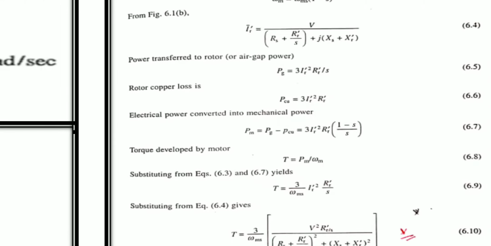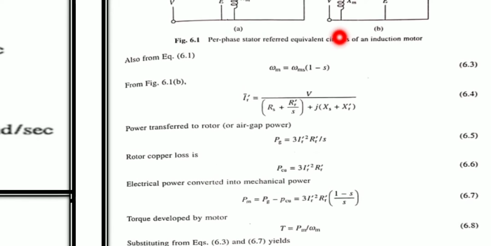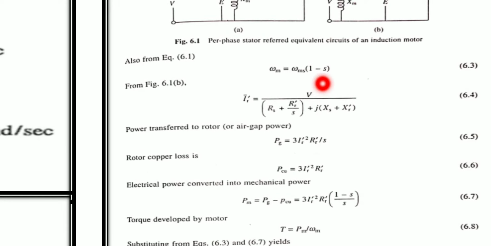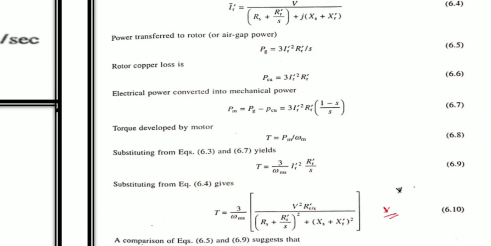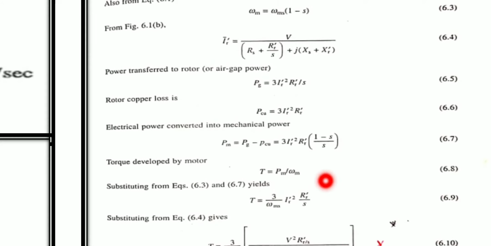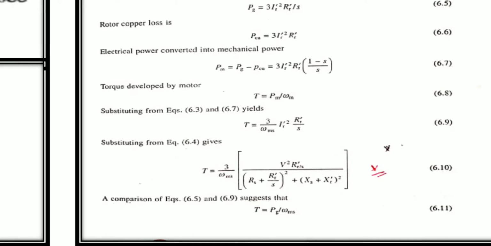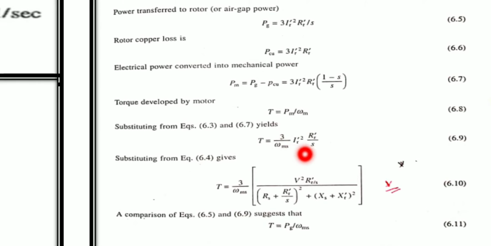What is the formula for omega m? Omega m is equal to omega ms into the bracket of (1 minus S) itself. After substituting over there and simplifying, you will get the equation like this. Torque is equal to 3 divided by omega ms, I_R' square into R_R' divided by S itself. I hope you are getting this one.